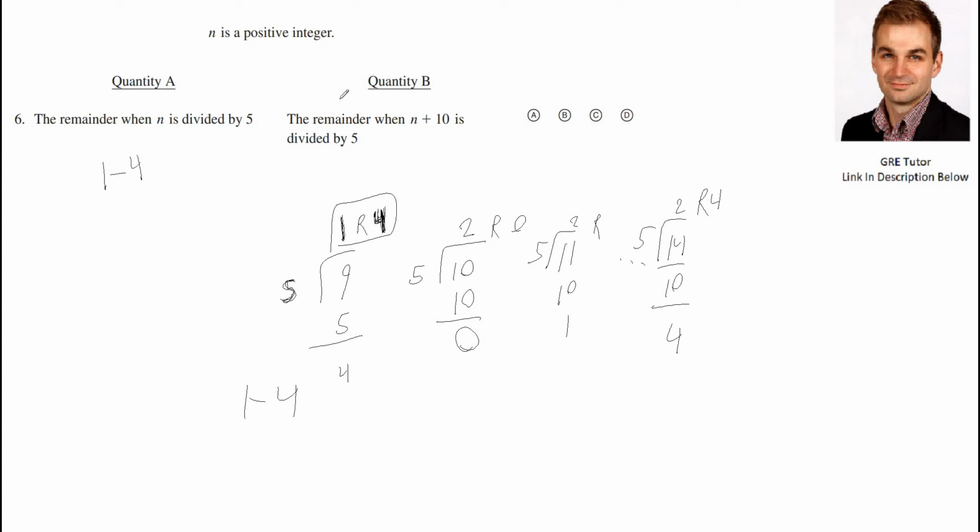Now let's look at the remainder when n plus 10 is divided by 5. Let's take this example. Let's take 19. So 9 was 1 with a remainder of 4. 19 is 9 plus 10. So if we divide 19 by 5, 3 times is 15. Subtract 15 from 19, and again we get a remainder of 4. And the reason why is because we actually aren't changing the amount that's left over. We have some amount that is divisible by 5.